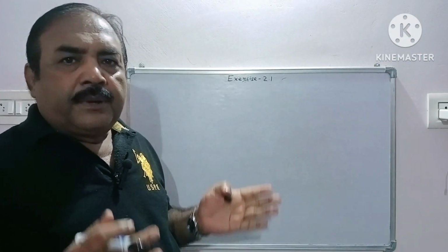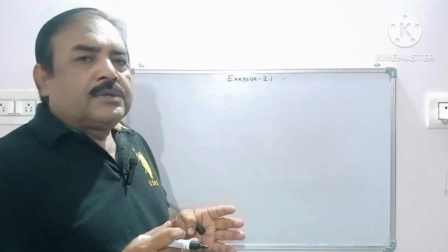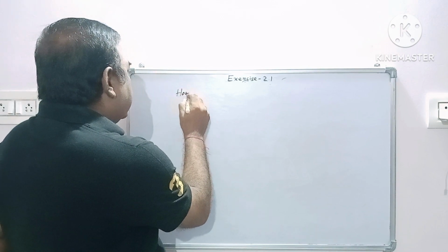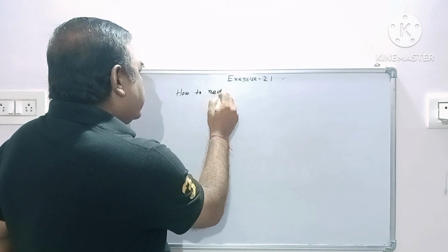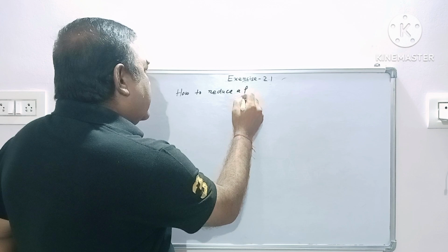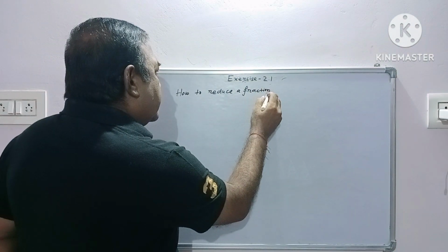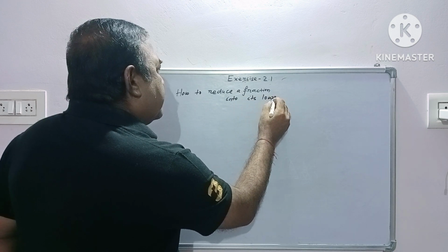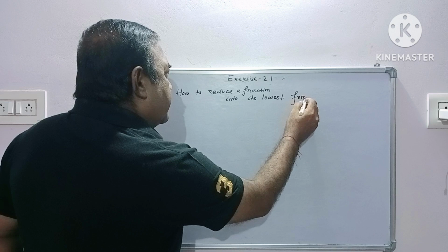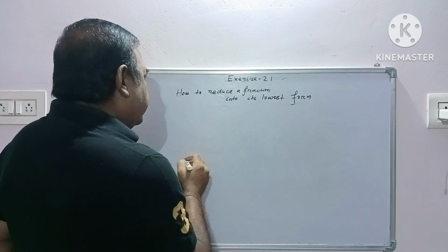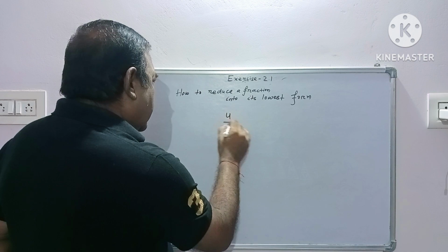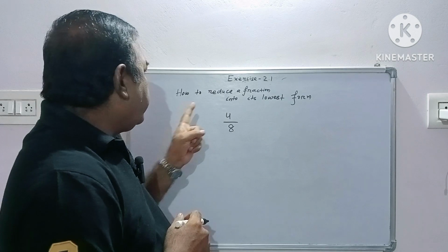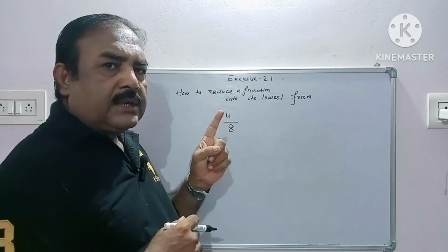So before going to question number 3, I want to discuss with you how to reduce a fraction into its lowest form. Okay, suppose the fraction is 4 upon 8. The fraction is 4 upon 8. So we have to reduce this fraction into its lowest form.